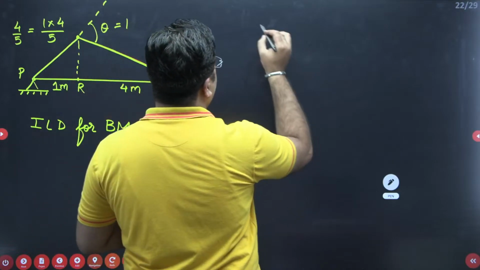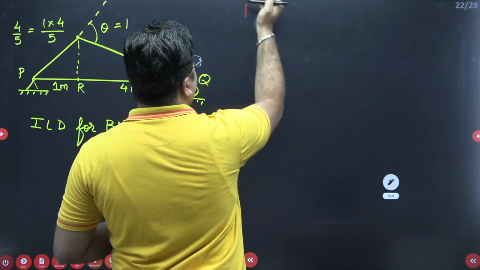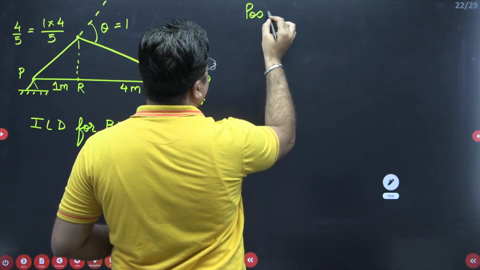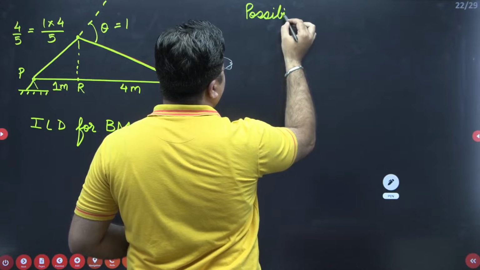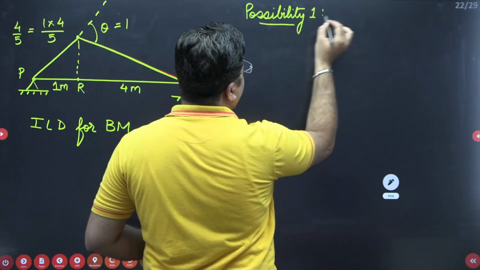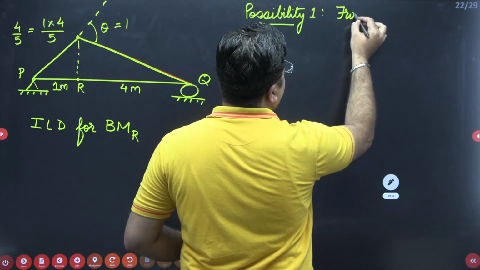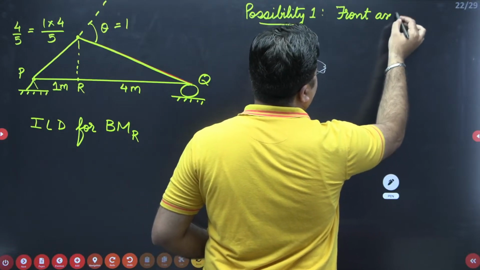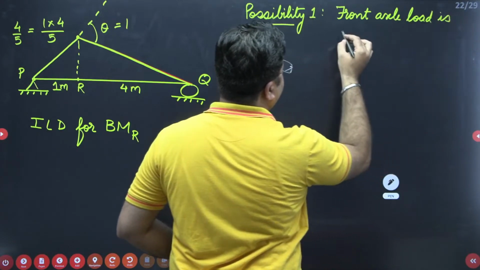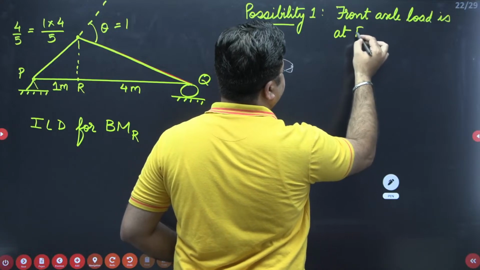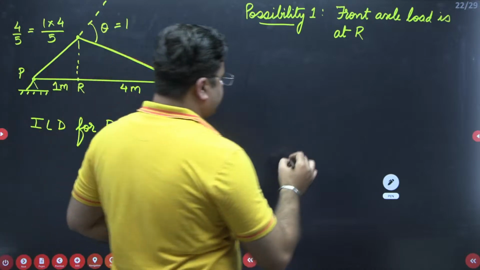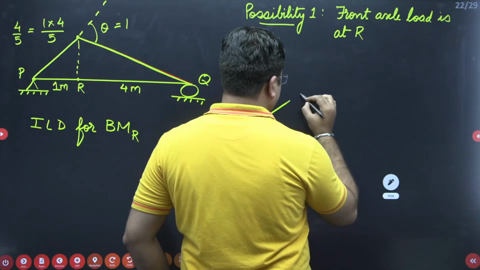So the first possibility, I am writing here, possibility 1: the front axle load is at R. The front axle load is at R. So again, I'll draw the influence line diagram. This is my influence line diagram.